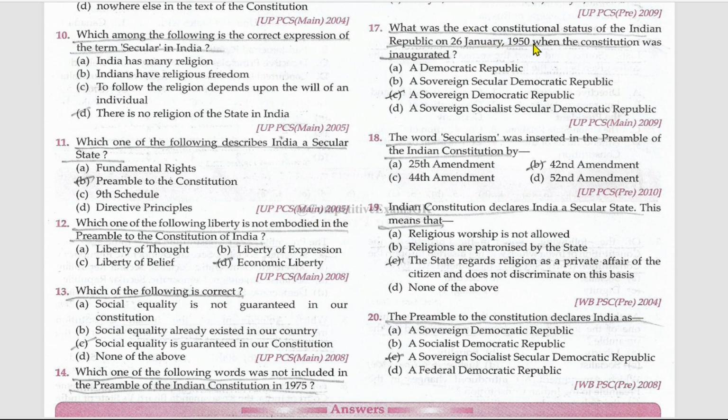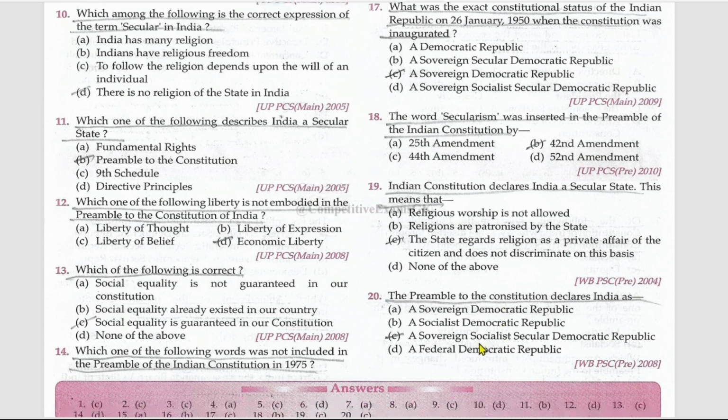What was the exact constitutional status of the Indian Republic on 26th November 1950 when the Constitution was inaugurated? A sovereign democratic republic. The word secularism was inserted in the preamble of the Indian Constitution by the 42nd Amendment. Indian Constitution declares India a secular state. This means that the state regards religion as a private affair of the citizen and does not discriminate on this basis. The preamble to the Constitution declares India as a sovereign, socialist, secular, democratic, and republic.